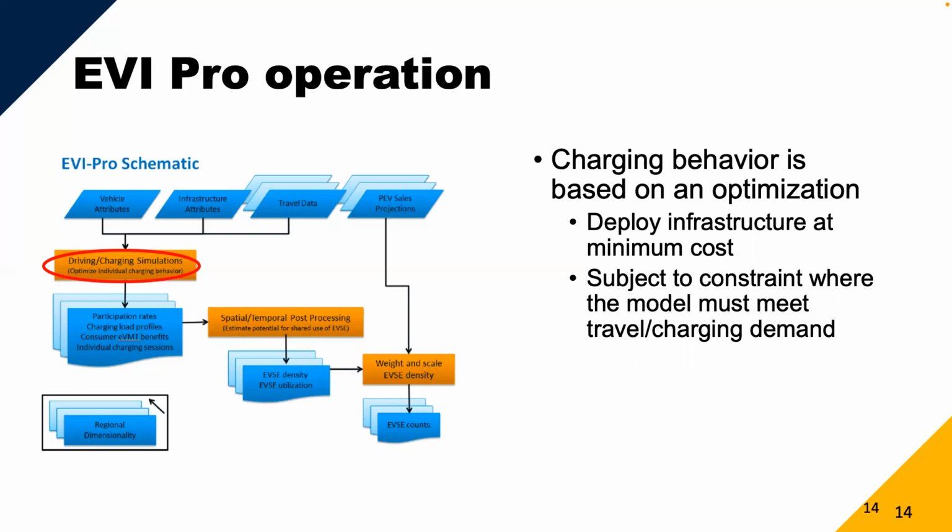The charging behavior is based on an optimization algorithm. So this deploys infrastructure at minimum cost, subject to some sets of constraints. We haven't really covered optimization per se, but this is a common modeling method. The reason we don't get so much into optimization is there's probably too much there. You could take entire courses dedicated to this. So if folks are interested in this technique, I'm happy to chat about it more or give you pointers.